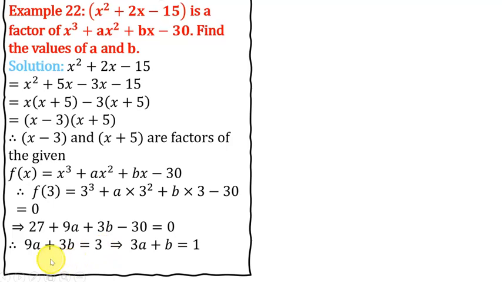Next simplification: 9a plus 3b plus 27 minus 30 is minus 3. Shift this minus 3 to the right hand side, it will become plus 3. So 9a plus 3b is equal to 3. Dividing on both sides by 3, then you will have 3a plus b is equal to 1. This is the first equation.